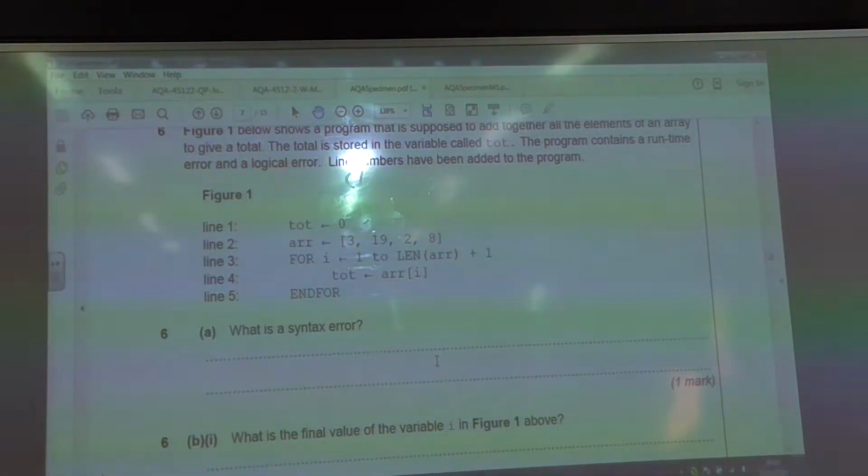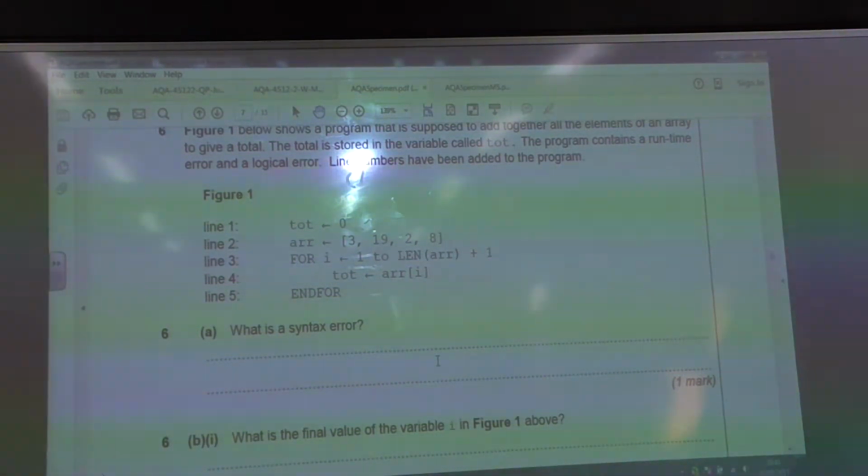Right, what's a syntax error? Leo, what's a syntax error? It's not asking you about this code. It's asking you for the definition of a syntax error. A syntax error would be an error in the grammar or the rules of the language. Absolutely spot on. A syntax error is an error in the grammar or the rules of the language. We didn't do a great job of answering that question. That should be 100% for everybody.